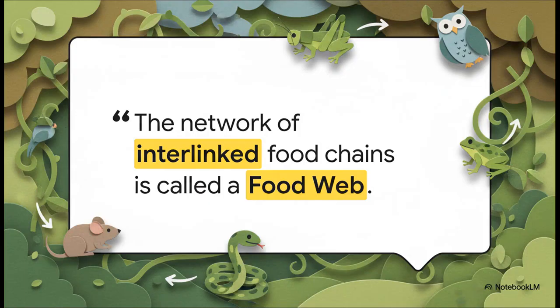But nature is almost never that neat and tidy. Of course it isn't. That mouse, it might also get eaten by a snake, and that grasshopper could just as easily be eaten by a bird. In the real world, all these simple food chains are linked together in a big, messy, complicated food web. And it's just a perfect illustration of how everything, and I mean everything, depends on everything else.